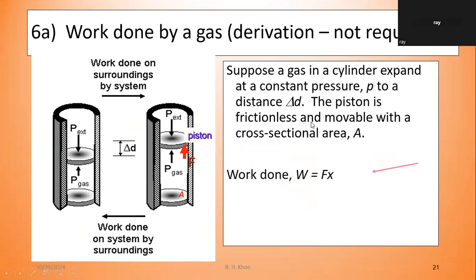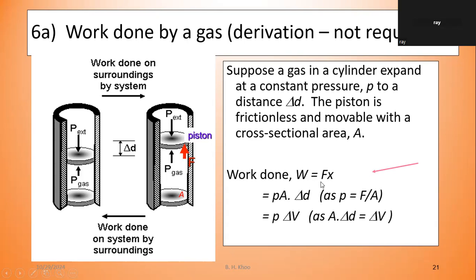Right? We derive it the same way. That's the original volume. It changed by delta d, the distance. Pressure stays the same. So work done, with our definition, is F times x. Right? Then use the definition of pressure. Pressure is force divided by area, so our force is pressure times area. Area times distance is volume. That's how we derive it.